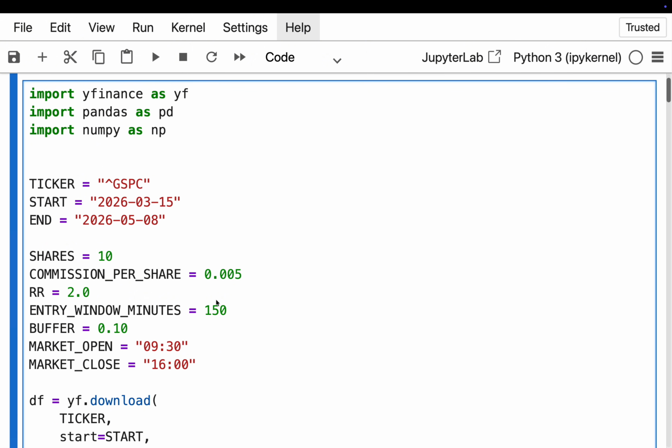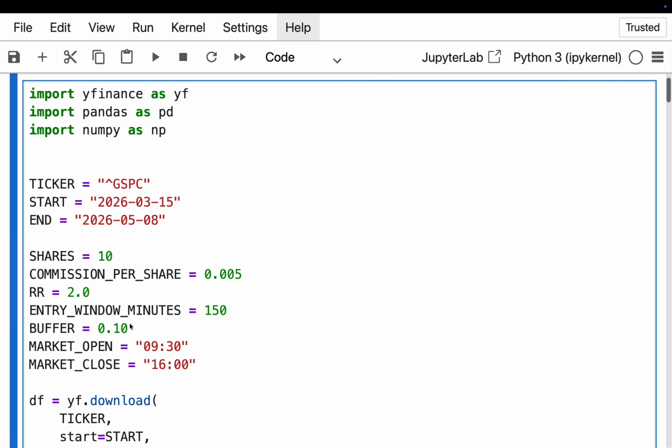The entry window is 150 minutes, 2.5 hours from the open, exactly as the strategy specifies. If the setup doesn't appear inside that window, we don't trade. The opportunity is gone and we move on.